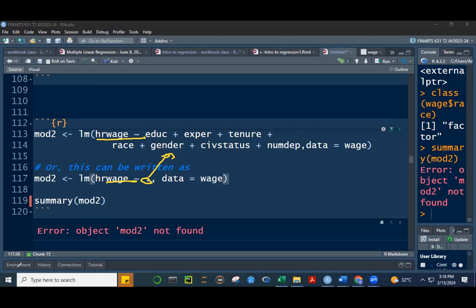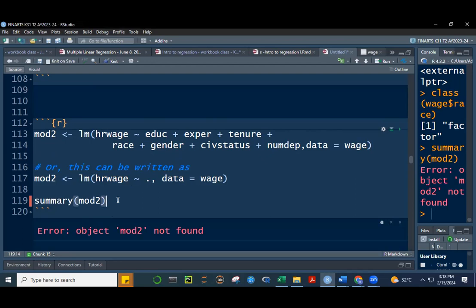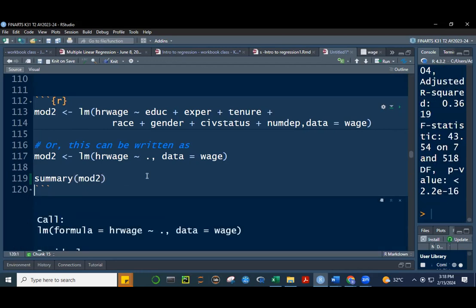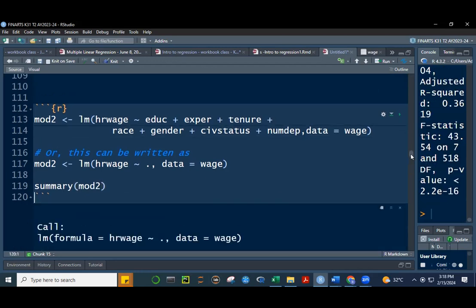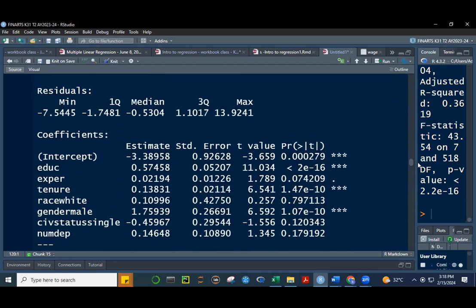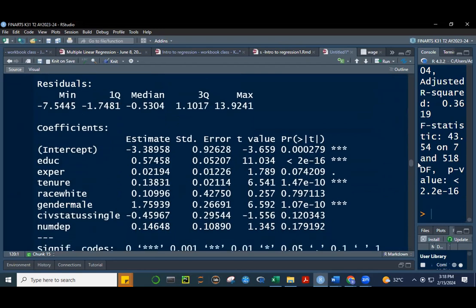So let me now run the summary. Run mod 2, and then our summary. All right. So just like a while ago, the summary class will give us this. Okay, so take a look at this.